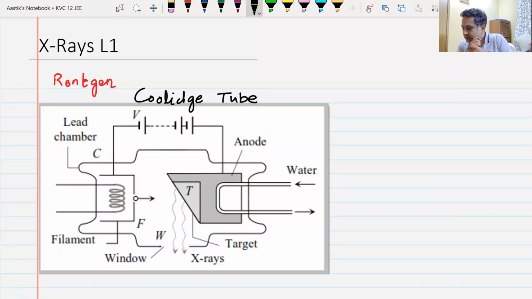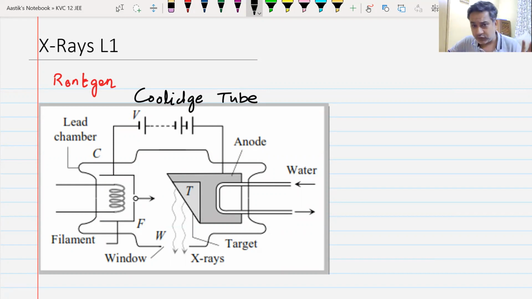It looks quite frightening, but it is not that frightening. If you try to understand it, don't draw it first. Try and understand what all things are happening here. Now, first of all, you have to understand how X-rays are produced.